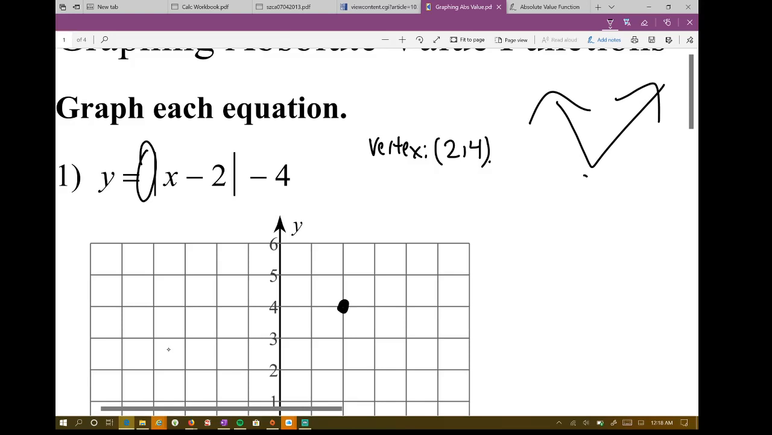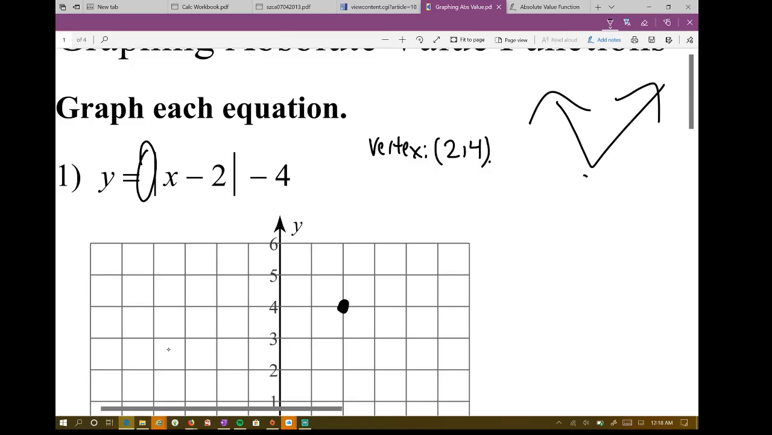And then this one would be 1, 2, 3, 1, 2, 3. And this one would be 1, 2, 3, 4, 1, 2, 3, 4. And you can keep going, of course.